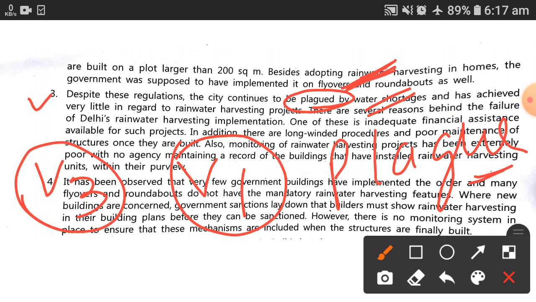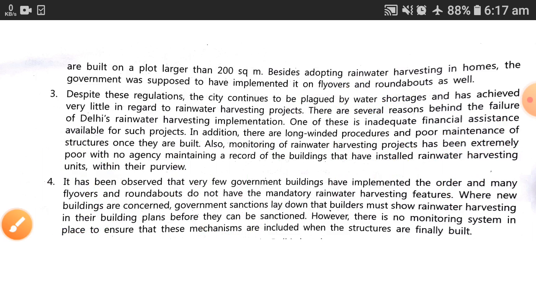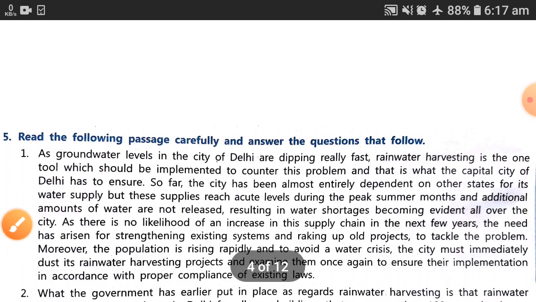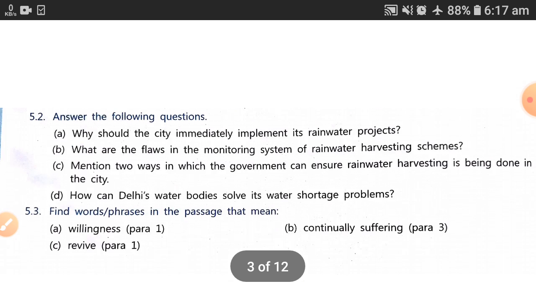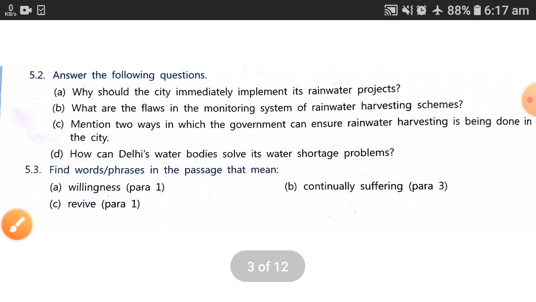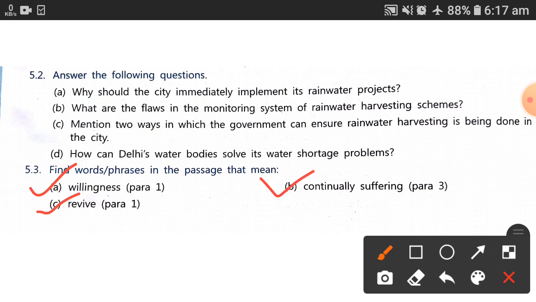Okay, hope you all have picked up the words for these following words. These are the three words we have picked up from paragraph number one and paragraph number three. Hope you all have matched your answers with these answers. Now it's time to attempt the questions.